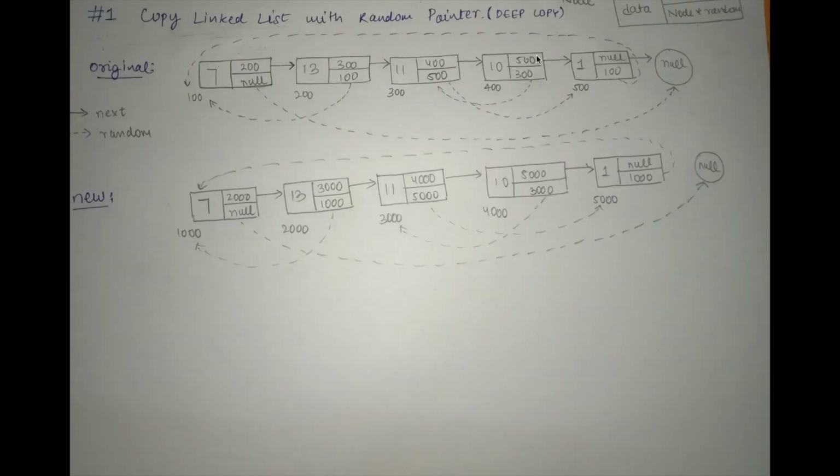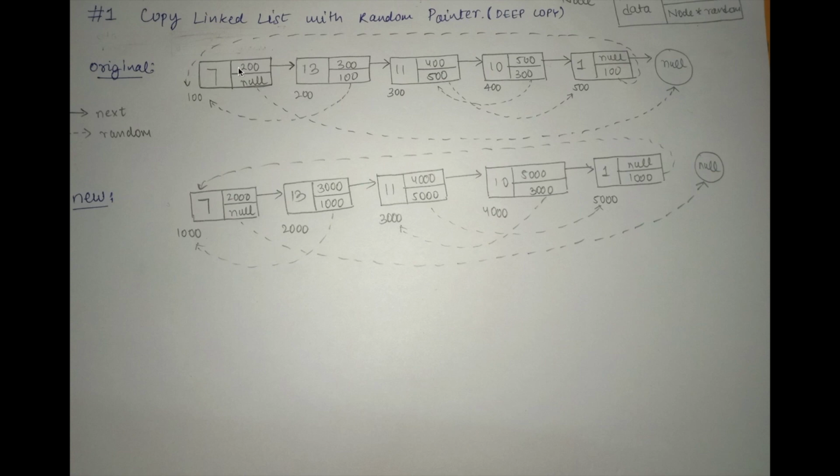So now let's look at the second part, the deep copying. What does deep copy mean? Here it only means that we have to create a completely new linked list with new nodes which have the same data values as that of the original linked list. Also, the next configuration and the random configuration of the original and the new linked list should be the same.